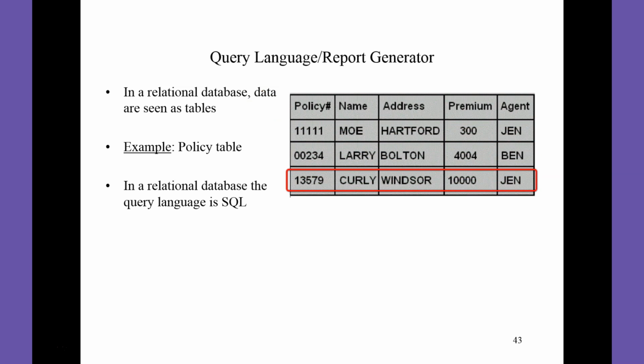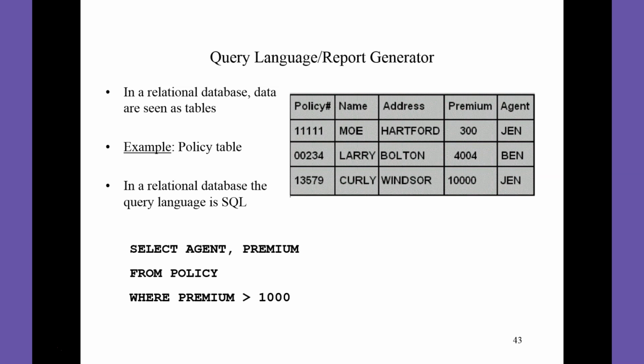So in a relational database, we use a language called SQL to interact with the database. There's no need to know the language of COBOL or C or Java. This language is rather easy to learn. We select Agent and Premium. Notice that these are names of columns within the table.